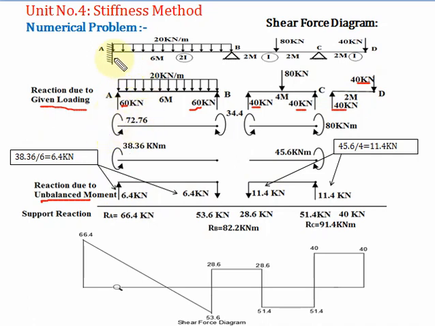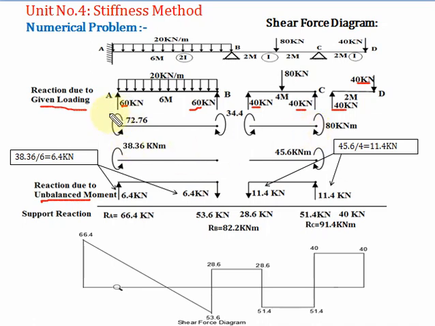So the moment in member AB is plus 72.76. As it is plus, it is in the anti-clockwise direction. The moment in member BA is minus 34.4, so it is in the clockwise direction. For member BC, it is plus 34.4, and the moment in member CB is minus 80, so it is shown in the clockwise direction.